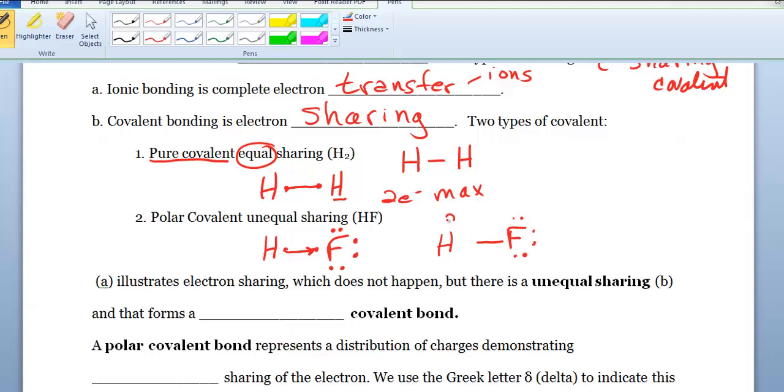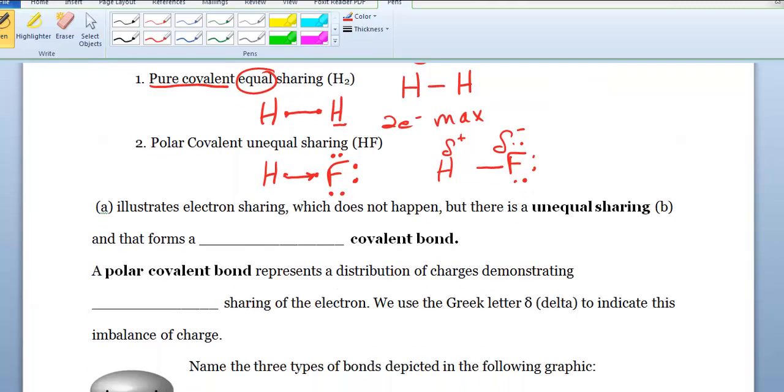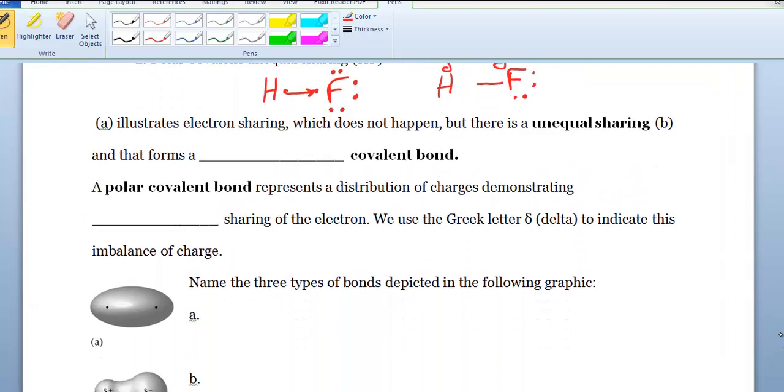So hydrogen takes on a partial positive charge. This is a Greek letter delta, the lowercase symbol for delta. And we say that hydrogen has a partially positive charge and fluorine has a partially negative charge. That's unequal sharing. So we're going to take a look down below here at some illustrations of this.